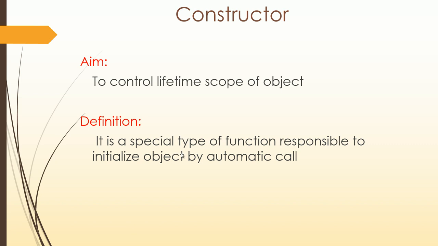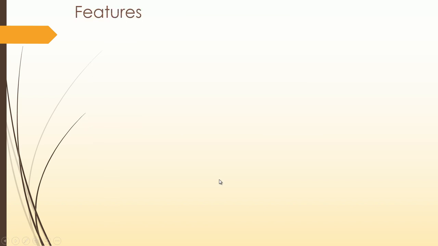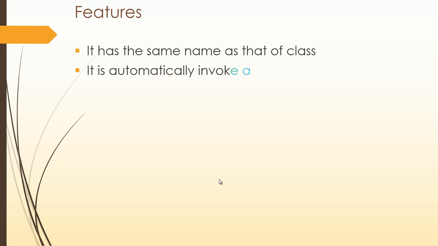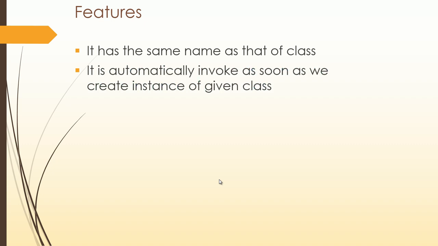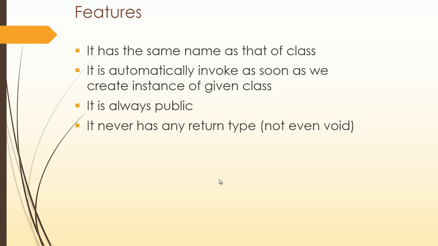Let us see the features. The name of the constructor function and the class is the same. It has the same name as that of the class. You don't need to decide any name for the constructor function. It is automatically called whenever the object is declared. You don't have to call it separately. But is it always private? We never write a constructor under private scope. It is always public, and it never has any return type, not even void.